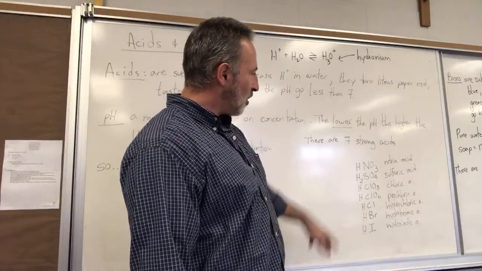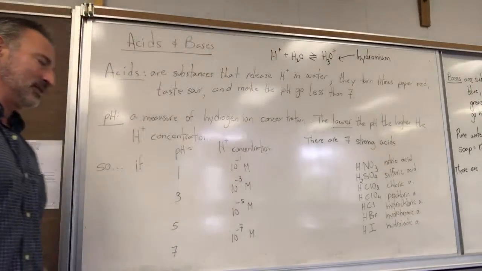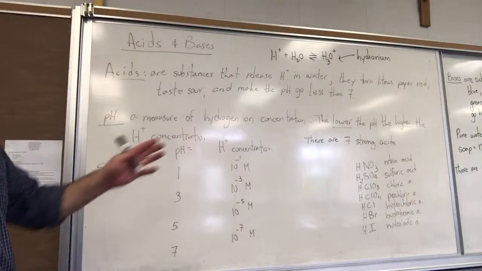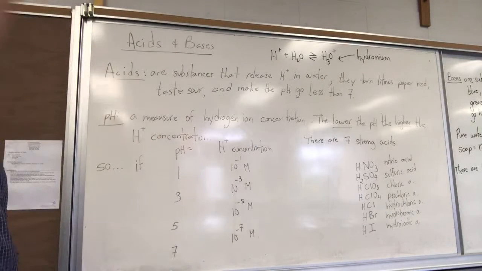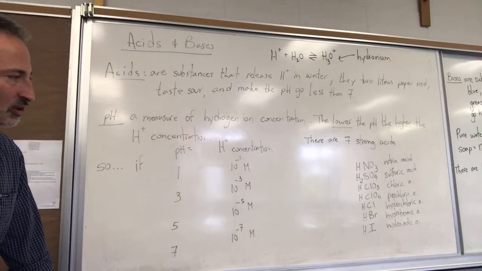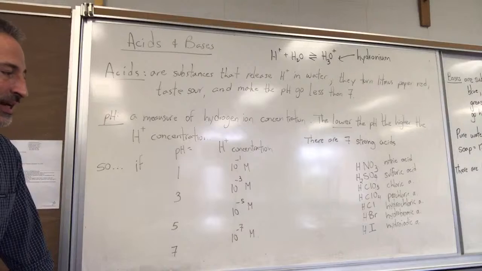There are 7 strong acids that we know about. Well, there are other strong acids, but these are the 7 strong mineral acids, and they are nitric acid, sulfuric, chloric, perchloric, hydrochloric, hydrobromic, and hydroiodic acid.